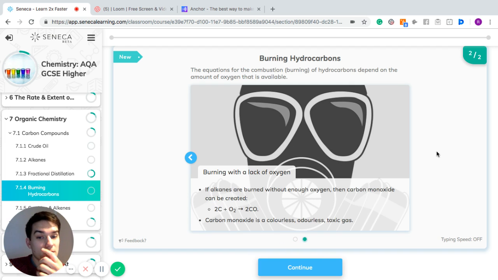Now, if combustion happens with a lack of oxygen in the air around it, then carbon monoxide will be created. Now, carbon monoxide is a colourless, odourless, toxic gas which can make people very sick and potentially die if they inhale too much of it. Now, this is why things like boilers and ovens get checked a lot, to make sure that they're not giving off carbon monoxide, due to incomplete combustion, or a combustion with a low amount of oxygen, occurring and therefore poisoning the people who live in that house.